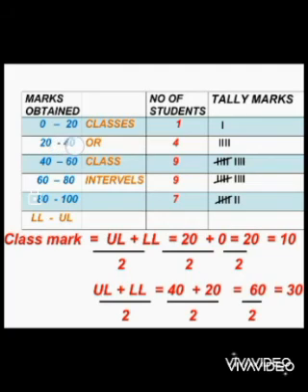Second interval, you see the class interval. Here upper limit is 40, lower limit is 20. So 40 plus 20 by 2, 60 by 2, that is equal to 30. Here the class mark will vary for every interval. See, first interval you got 10. Second interval you got 30. Third interval, 60 plus 40 by 2, 100 by 2, which is equal to 50. Okay, like that you will have to find out the class marks.